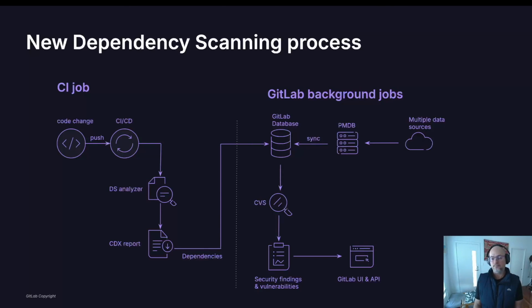At this point, CVS kicks in, comparing security advisories with project dependency information. The results are recorded as vulnerabilities or security findings, depending on where the code change was made. Finally, these results are made available to users via the GitLab user interface and API.